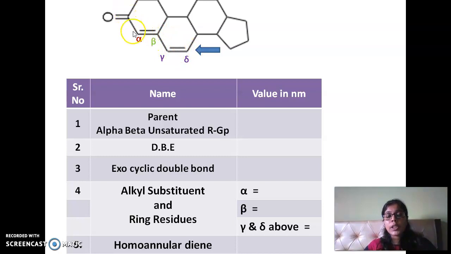Yeah. Now I check for exo. If I have A, B, C, D as the rings. For A ring, do I have any exo? No, because I do not consider C double bond O as exo.